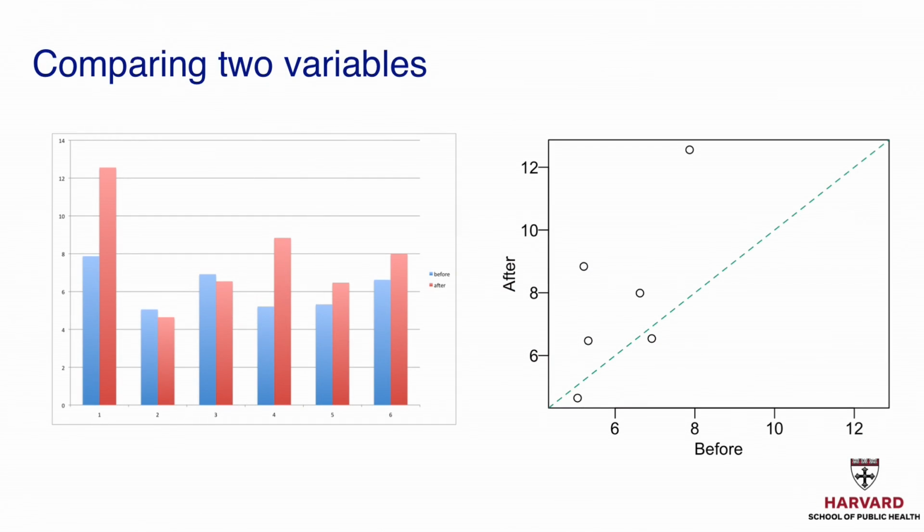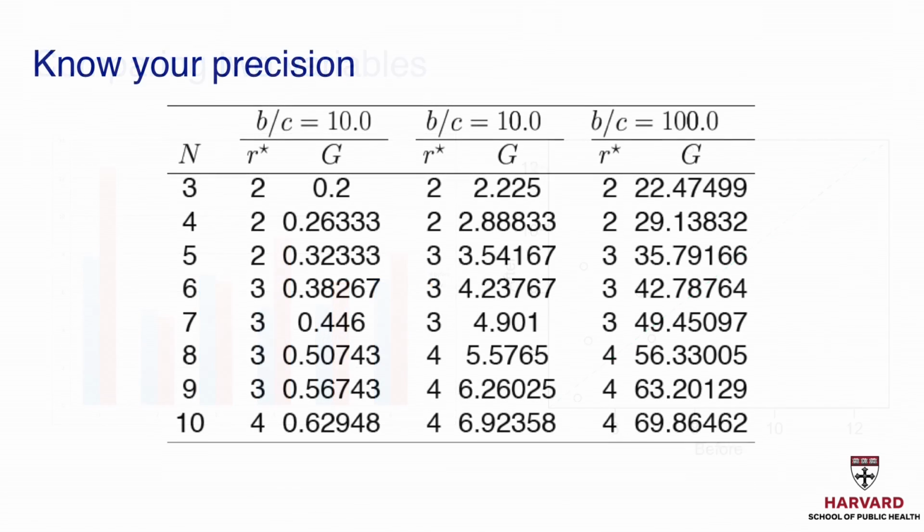Here we're comparing pairs of numbers. This is actually just showing us 6 pairs of numbers, for which a much more natural way to show them is to just make a scatter plot. Now we can actually see that there's maybe a little bit of an increasing trend when we compare before and after. The last recommendation we're making in this module is to know what precision you're working with.